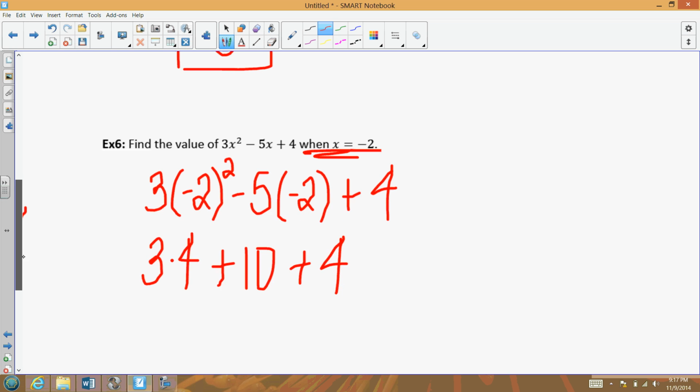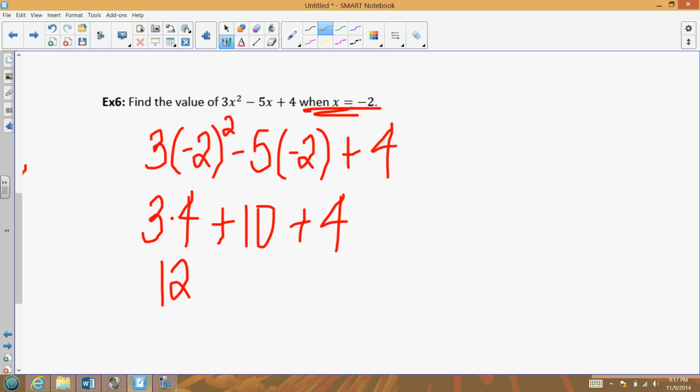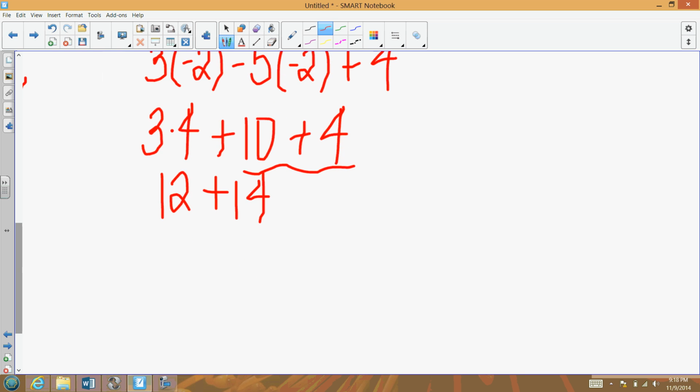Here we have 12, and then we have plus, I guess we'll just combine these, so we have plus 14. And then lastly, combine the 12 and the 14, so we have 6 and 2 when we combine the ones, so we get 26 as our answer for that. So whenever you're replacing the variable, you should not have any more variables left. Your variable should be gone, and you should just be getting a number.